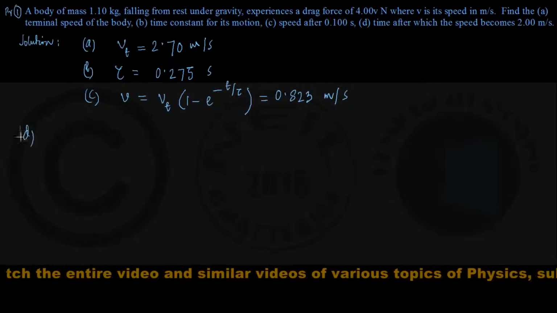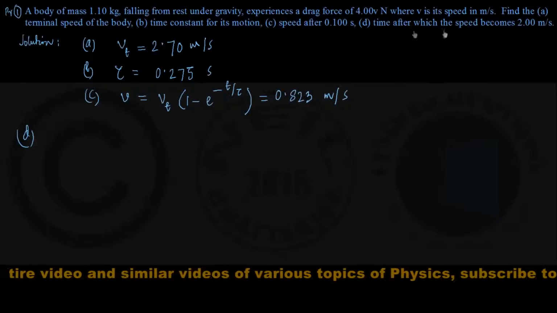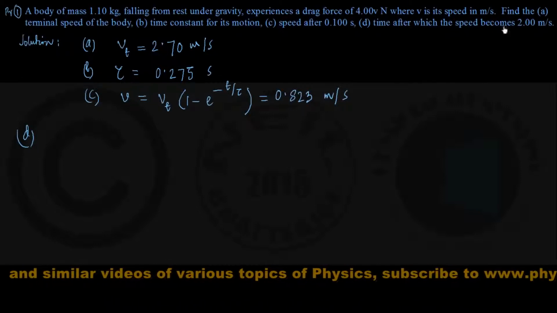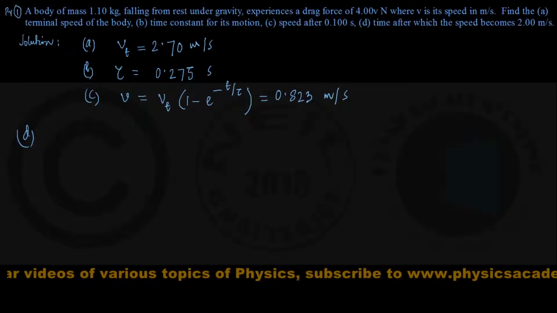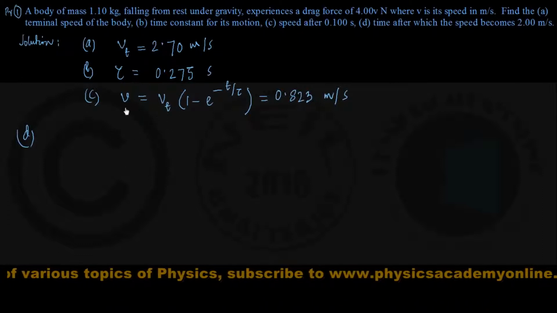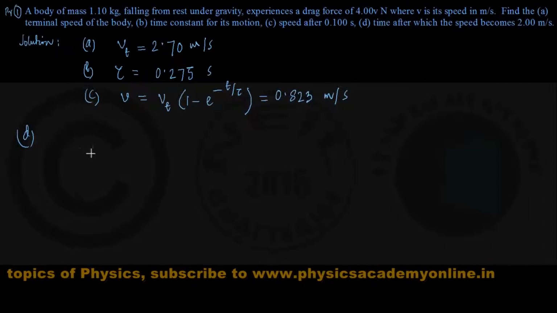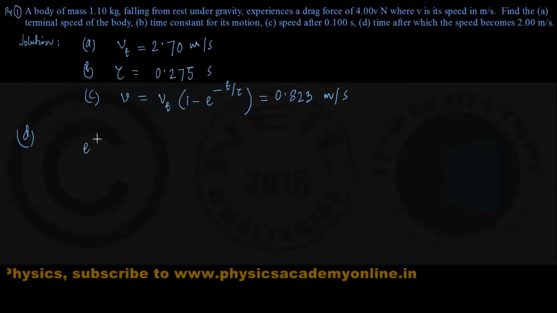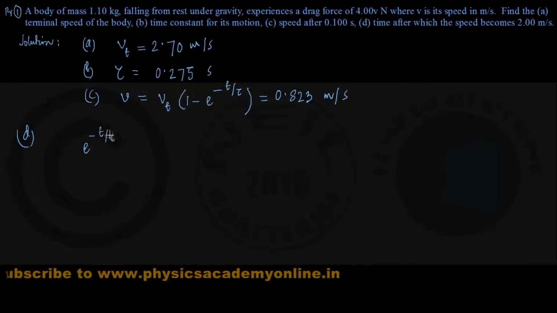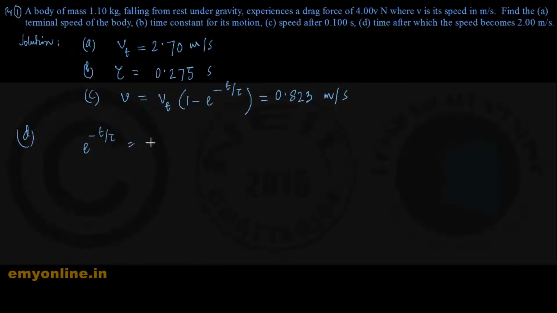In part D, they are asking us to find the time after which the speed of the body becomes 2 meters per second, and for that we shall make use of the equation that we used in part C and rearrange it to write e to the power minus t by tau. I am just making use of this equation only, but I am writing it in a little different way, and you must check yourself that you get the same thing, which is 1 minus v by vt. Here tau is the time constant and vt is the terminal speed.